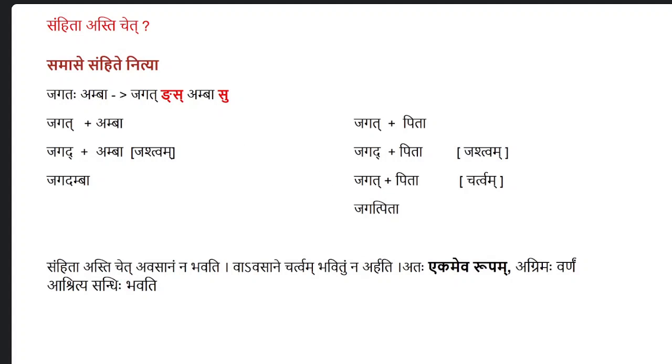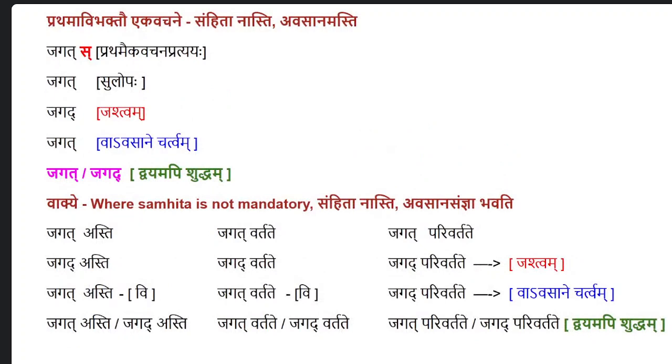Just one doubt, Ma'am. In this slide, Samase Samhita Nitya, because it is Samasa, Jagataha Amba, we are saying Samhita is Nitya. In the previous slide, where we add the Prathama Vibhakti Pratyaya to Jagat, the first part, it is clear why Avasane it is optional. But in the second part, Jagat Asti, this is in a sentence. I told you that in a sentence Samhita is not mandatory, whereas in Samasa and Upasarga it is mandatory. In Vakya it is not mandatory unless it is Samasa.